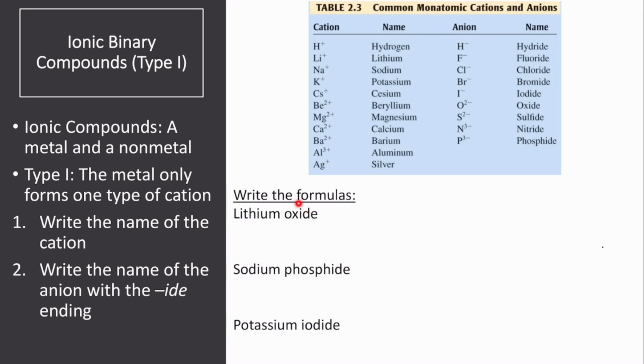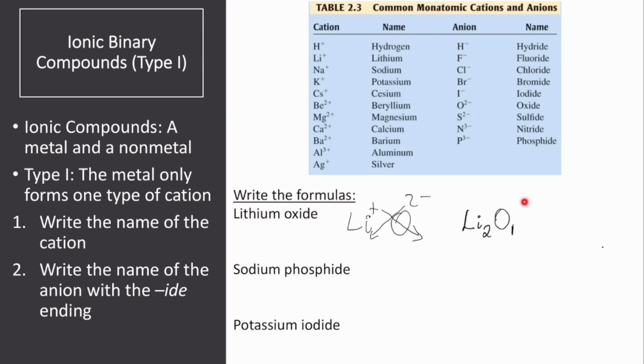We can also write the formula from the name of the binary compound. For example, we have lithium oxide. Lithium has a +1 charge, so we write lithium plus, and oxide is oxygen with a 2- charge. So what we do is we cross the numbers, the 2 to the lithium and the 1 to the oxygen. So we get Li2O1.